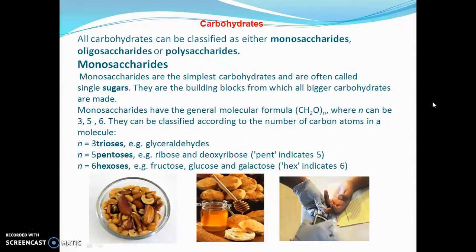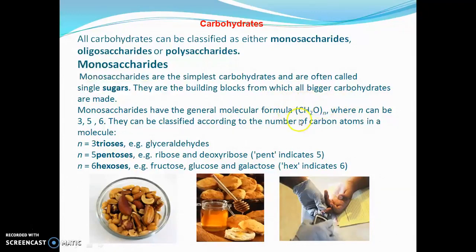All carbohydrates can be classified as either monosaccharides, oligosaccharides or polysaccharides. In this lesson, we will learn in detail about monosaccharides. Monosaccharides are the simplest carbohydrates. They are also called simple or single sugars. These are the building blocks from which all bigger carbohydrates are made.